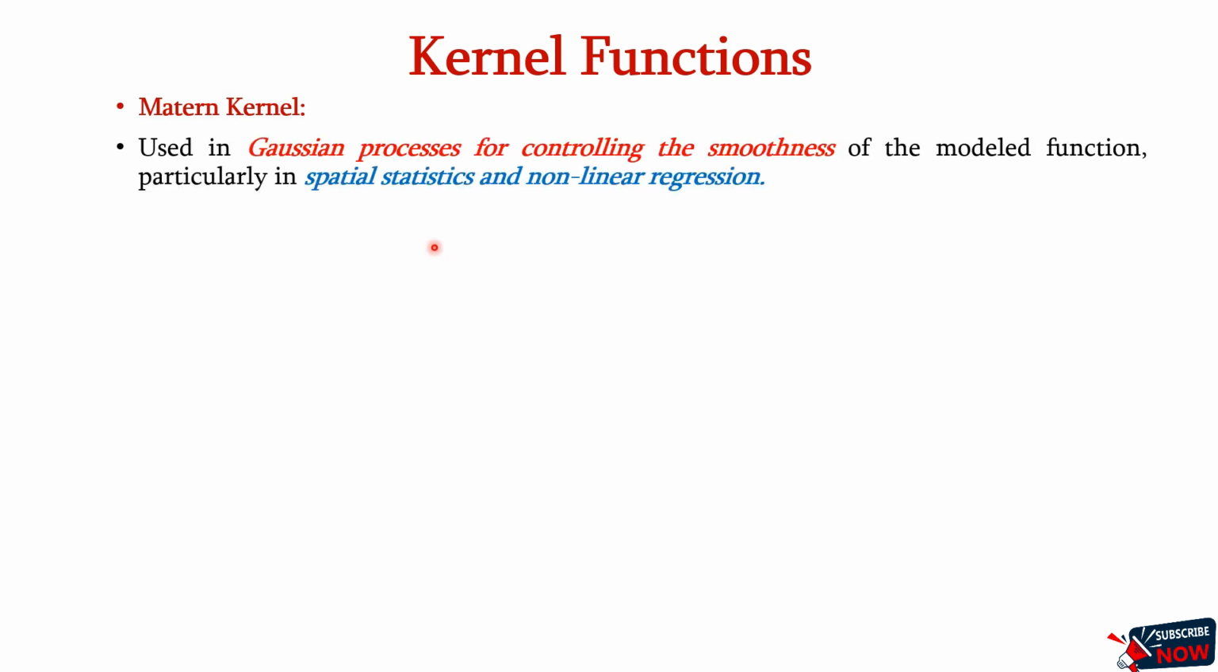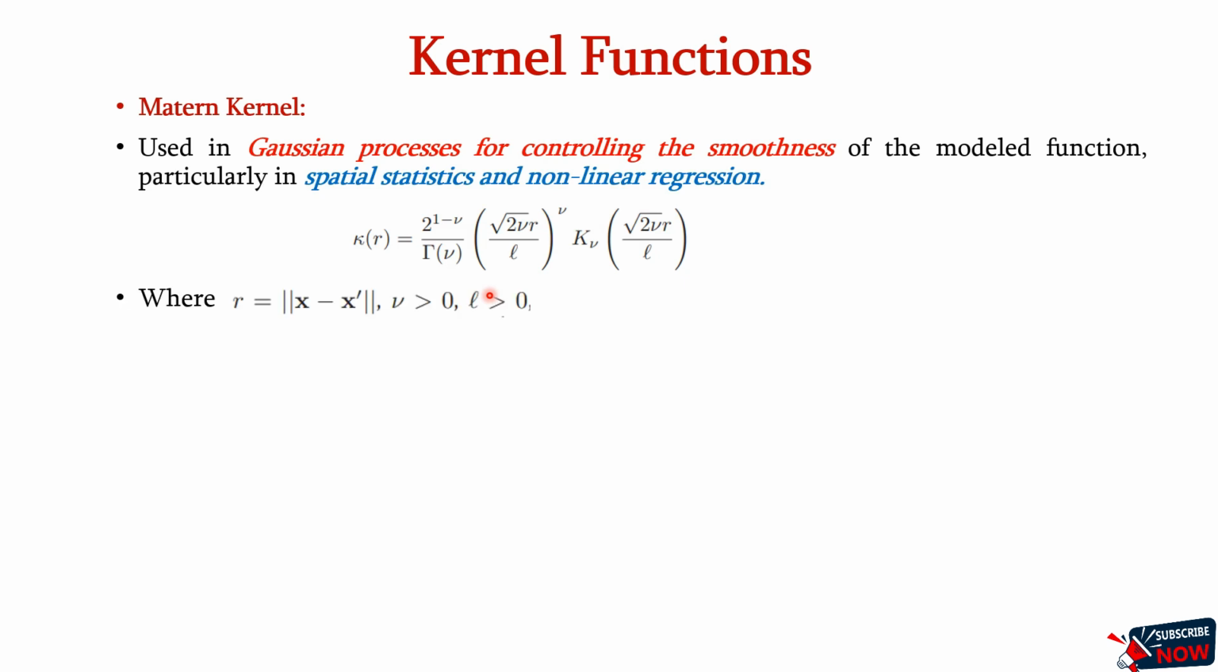Next, let us see about Matern kernel. This is used in Gaussian processes for controlling the smoothness of the modeled function, particularly in spatial statistics and nonlinear regression, which is expressed as k of r as shown here. Here r is equal to x minus x dash, that measures the similarity between x and x dash. V is the smoothness parameter which is greater than 0, and L is the length scale parameter that is also greater than 0, and kv is the modified Bessel function, and this parameter is called as gamma parameter, and when v tends to infinity, this Matern kernel will be reduced to RBF kernel.